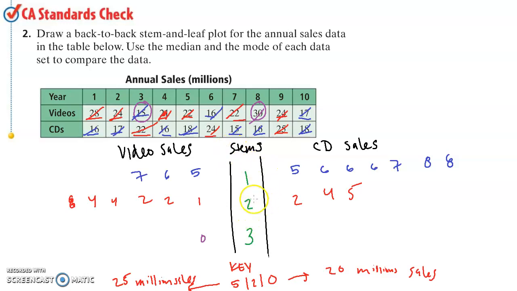And I mean, that's it. You're going to be writing your stems, and the leaves go on the sides. The smallest number goes on the inside, or closest to the stem. And we always want to have a key so we know what this means.